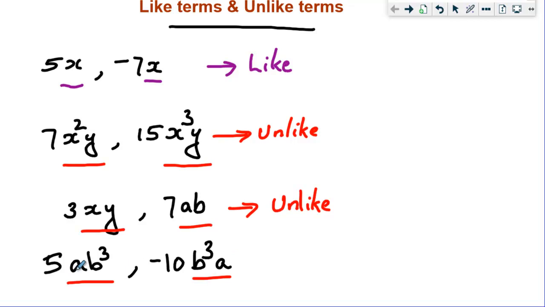For the first term, the power of a is 1. For the second term, the power of a is also only 1. For the first term, the power of b is 3. For the second term it is also 3. So we can say that in the two terms the variables are same, and the powers are also same. So we can say that these two terms are called like terms.